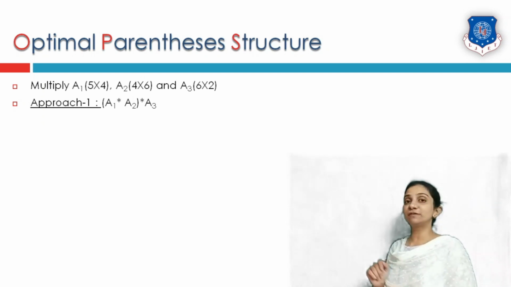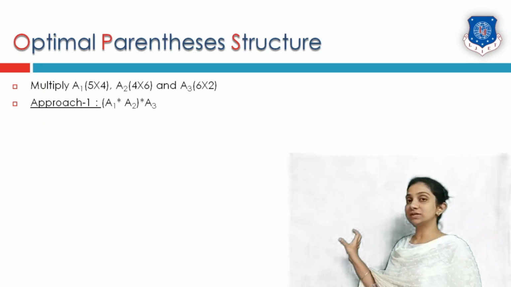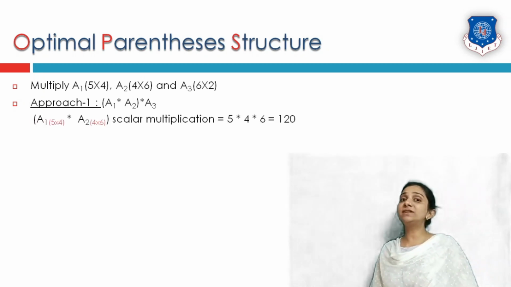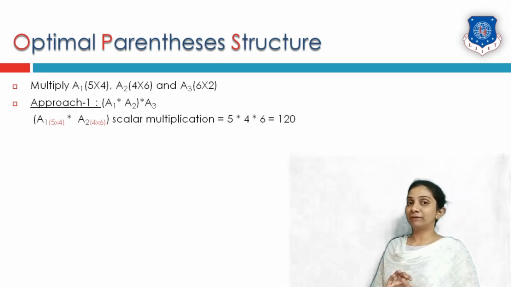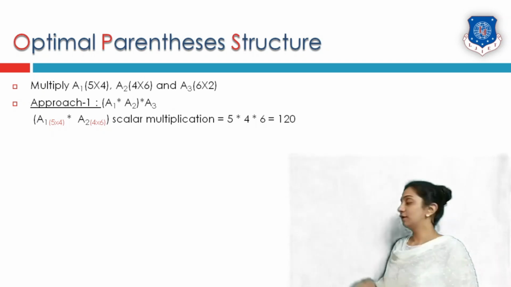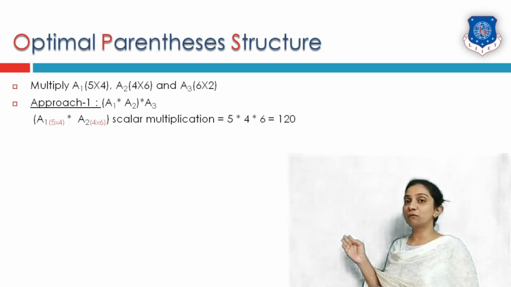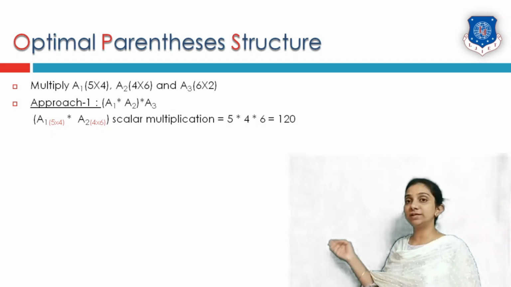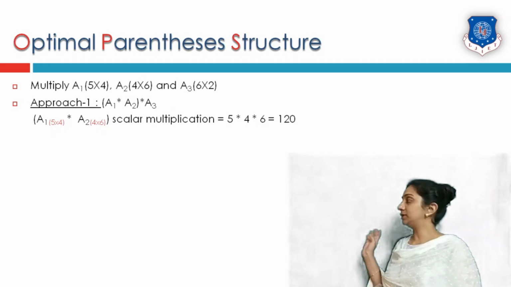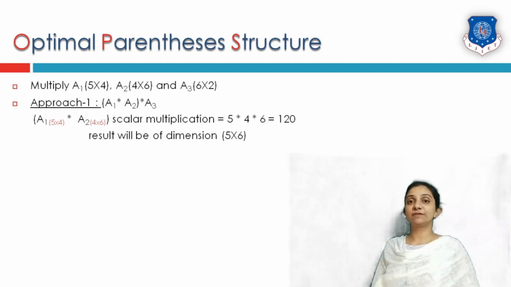So let us see the first approach, where I first multiply A1 with A2 and the partial result will again get multiplied with A3. While multiplying A1 with A2, my 5 cross 4 matrix is getting multiplied with a 4 cross 6 matrix. So how many scalar multiplications will there be? There will be 5 into 4 into 6, that is R1 into C1 into C2. That many multiplications will be there. So in total there will be 120 scalar multiplications.